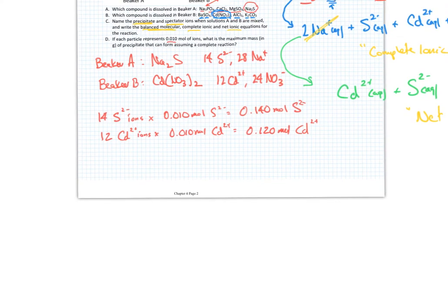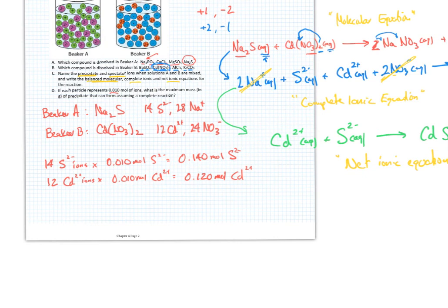Now, looking at our balanced equation, you notice these are in a 1-to-1 ratio, 1 mole sodium sulfide per 1 mole cadmium nitrate. Therefore, the cadmium has to be the limiting reagent because we have fewer moles of cadmium. Technically, we might have to do a calculation. If they're not in a 1-to-1 ratio, you may not be able to see that right away. But in this problem, we can see there's less cadmium. They're in a 1-to-1 ratio, so this has to be the correct one.